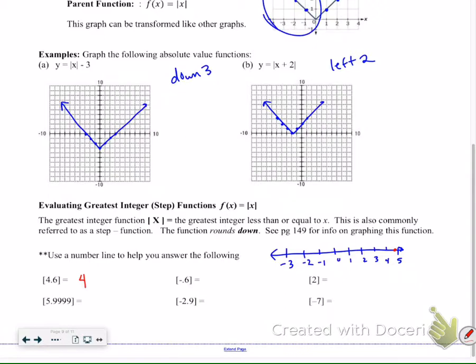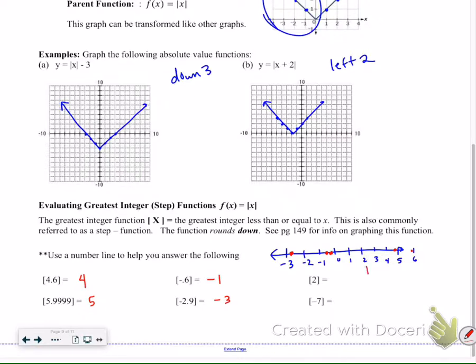Going underneath that, 5.999. I don't have enough space on my number line for that one, but that's going to be about right here. 6 is too big. It has to be the greatest integer that is less than, so that would be 5. Now, if you do -0.6, that would be somewhere more down there. The greatest integer that is less than that would be -1. Going underneath that, -2.9 would be right there. Greatest integer less than that, -3.